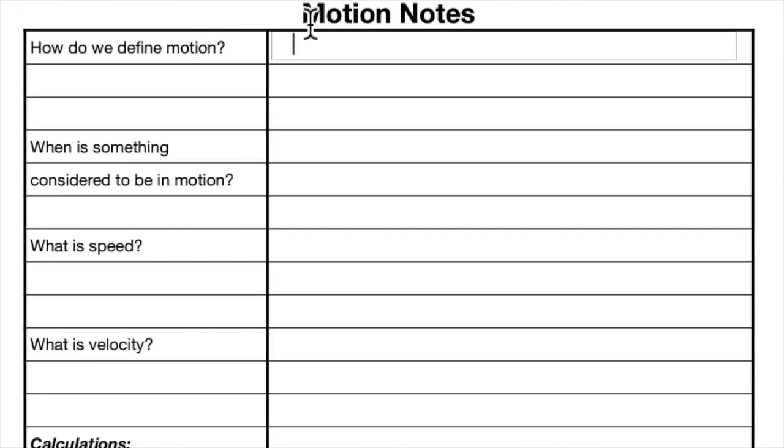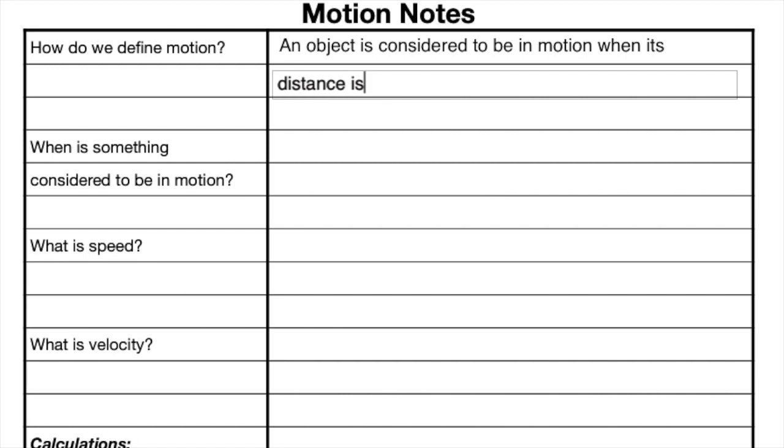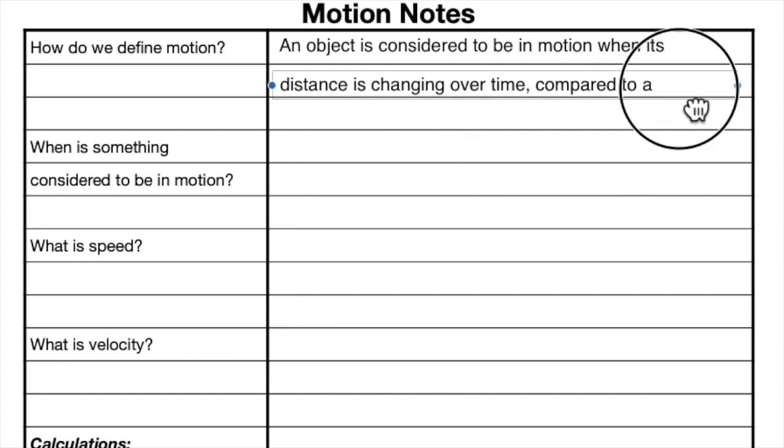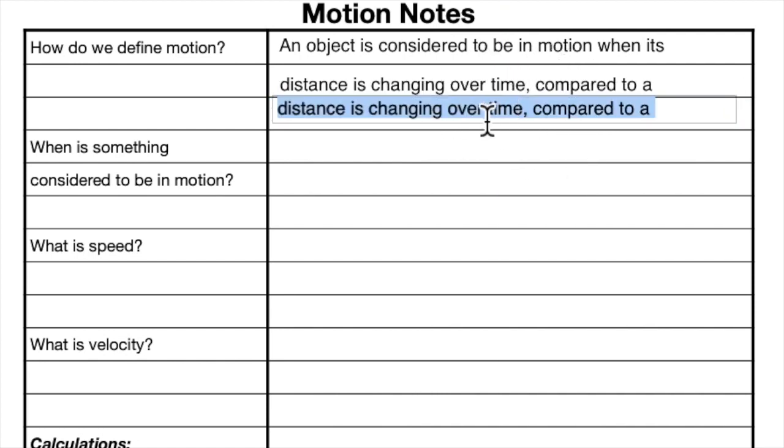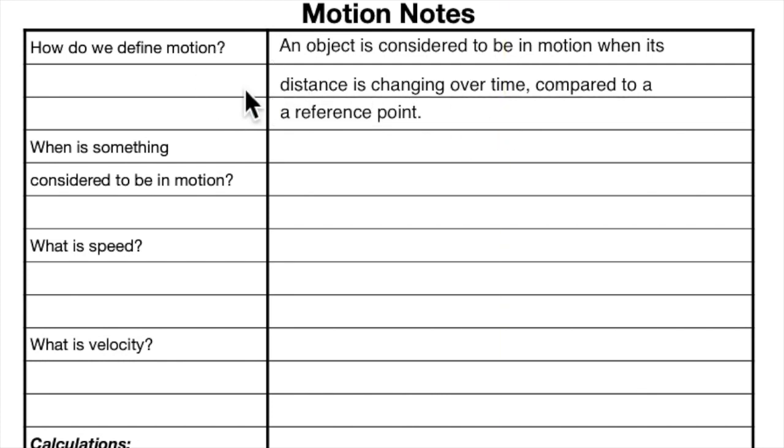Go over to the motion notes, which is in the PDF that was shared with you on Google Classroom. Go ahead, pause your video, get these out. I'm going to start into them right away. Here we go. How do we define motion? An object is considered to be in motion when its distance is changing over time compared to a reference point. So we've got to be comparing it to something. That's going to be that whole point of that video, that everything is relative. It depends what you're comparing it to.